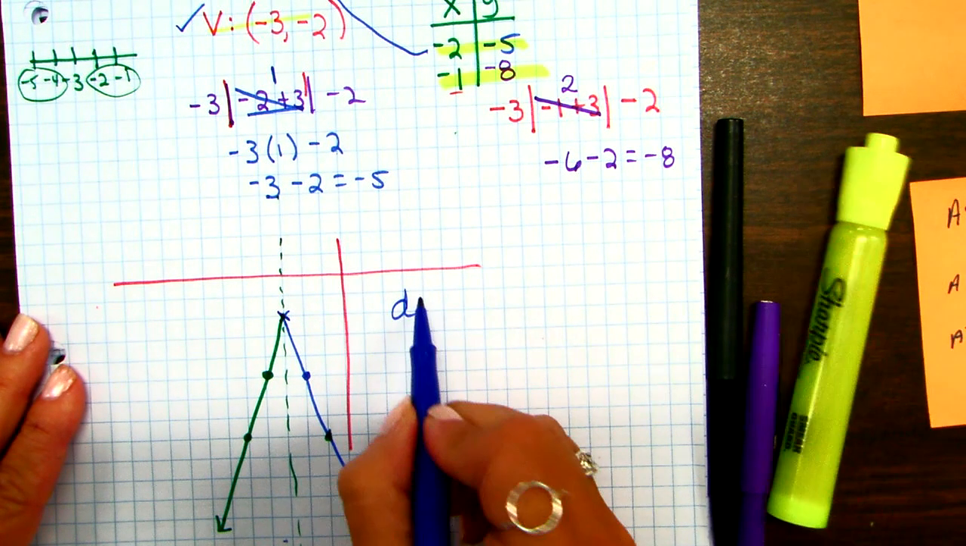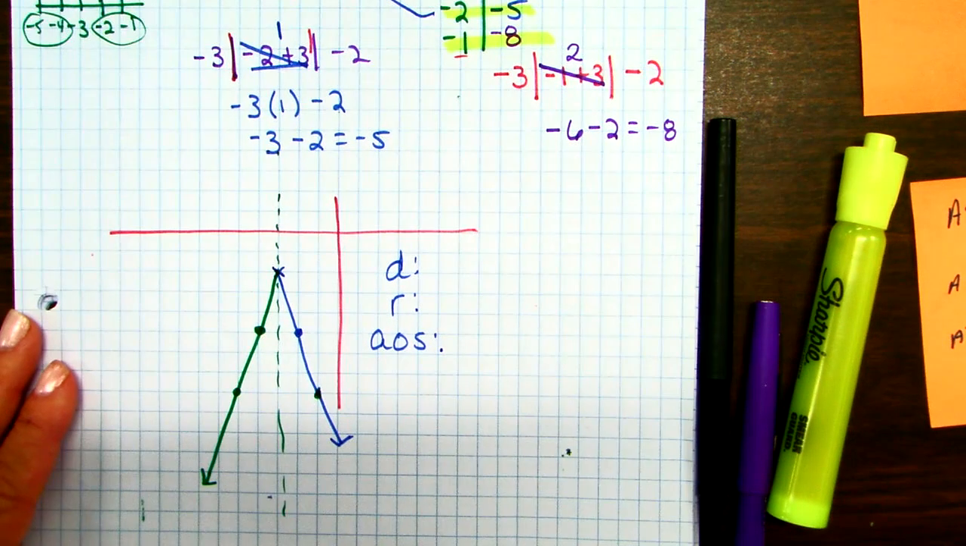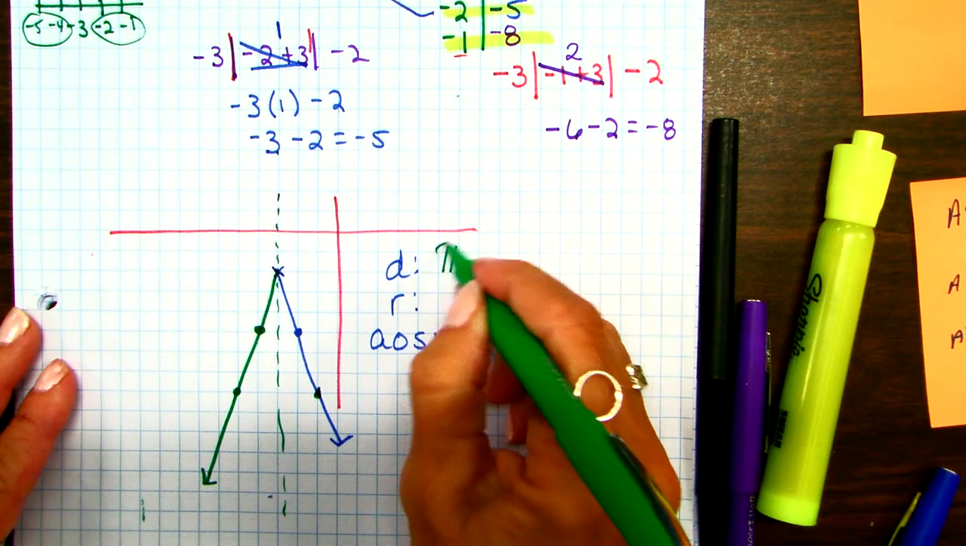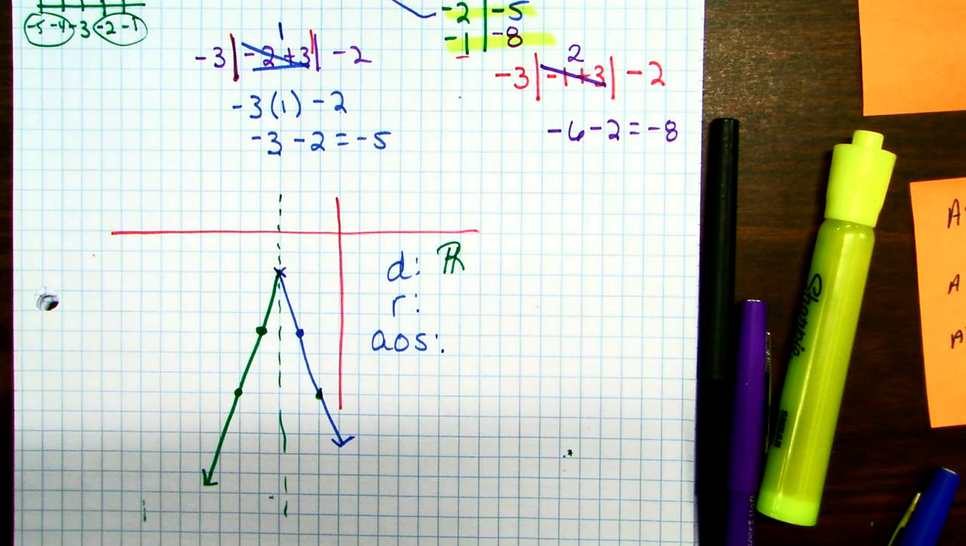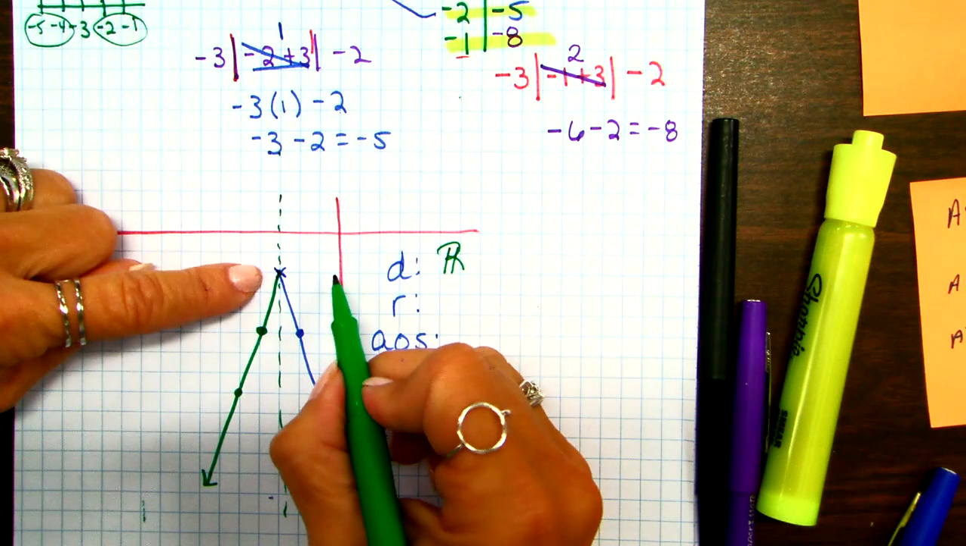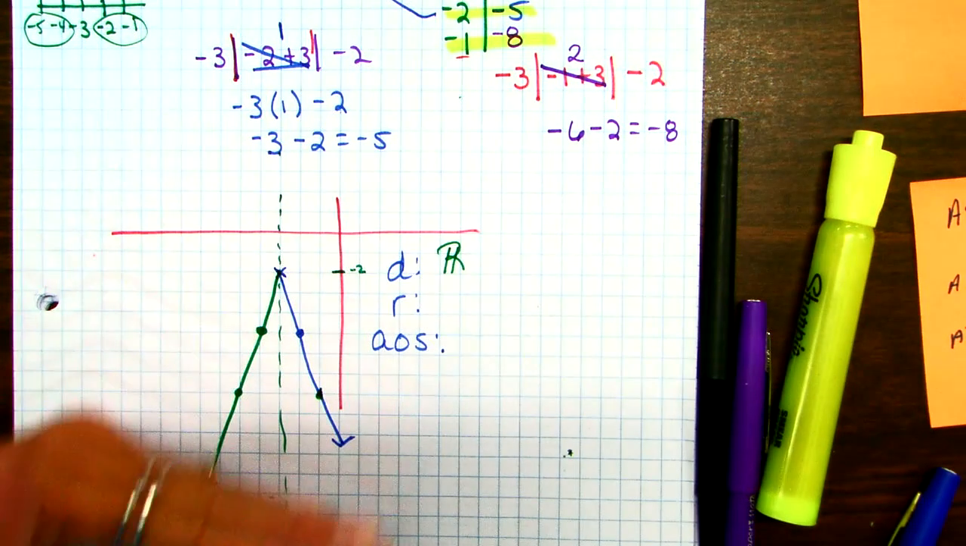Okay? Domain, range, axis of symmetry. What's the domain of all absolute value functions? All real numbers. Write it either way that we've learned, doesn't matter. So this one's tricky. Pay attention. We know we're at negative 2, right? And we go down forever. That's what our range is.